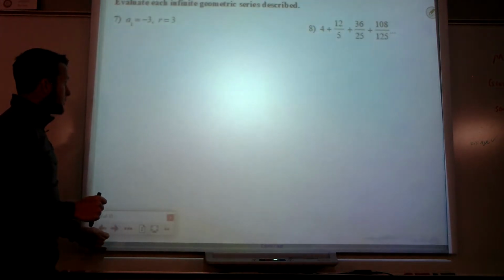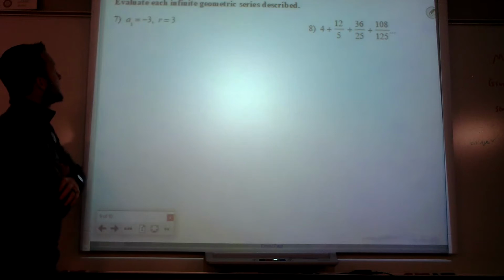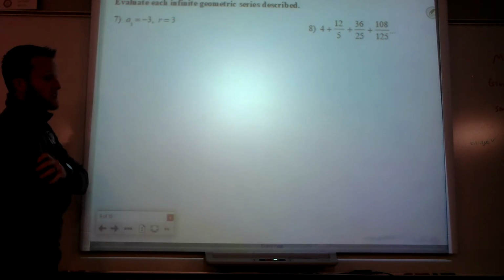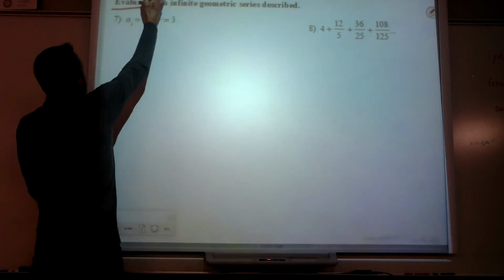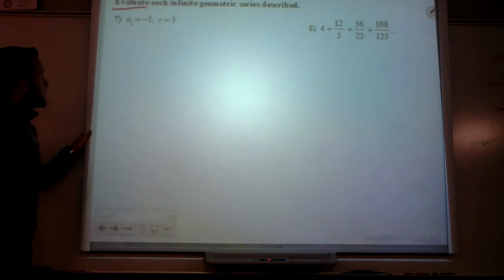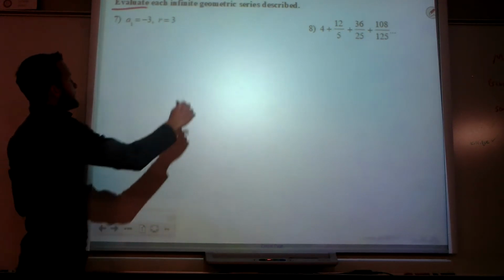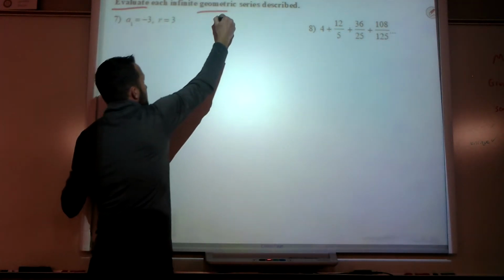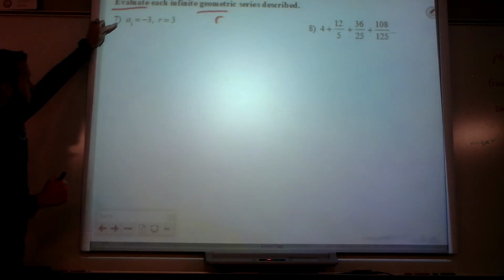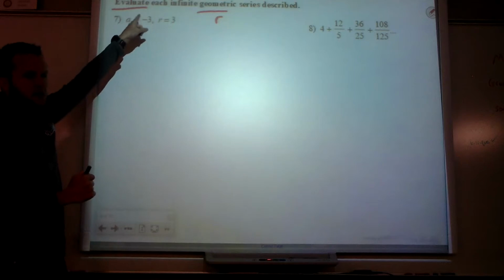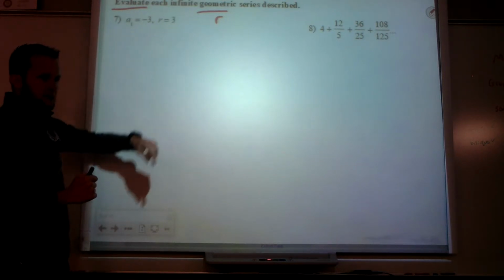So let's do a couple of examples here. Evaluate each infinite geometric series described. When it says evaluate, it means add it up. So let's look at this. I'm told it's geometric. That means I have a common ratio. My first term is -3. And then I'm going to times that by 3, times the next one by 3, and keep timesing by 3.